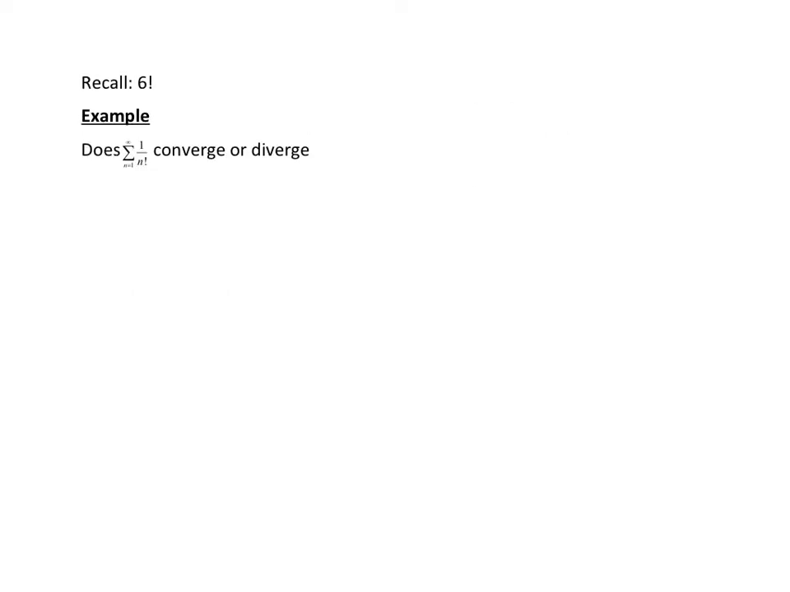In this example, we're going to look at something that involves a factorial. A factorial is going to come back up in sections 10.1 and 10.2, so I just want to recall what a factorial is. Let's say you had 6 factorial. 6 factorial is really telling you to do 6 times 5 times 4 times 3 times 2 times 1. That's what we mean by factorial.